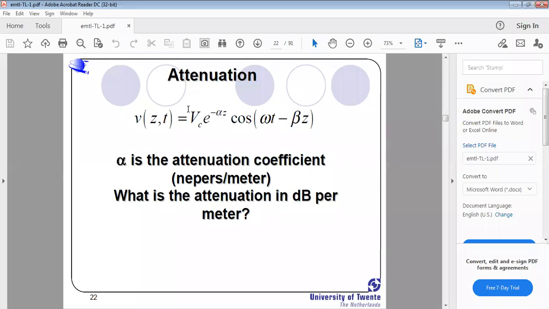How do we define phase velocity? Phase velocity, velocity equals distance by time. From that, distance is the lambda and time is the inverse of frequency. From that, phase velocity is simply defined as omega by beta.